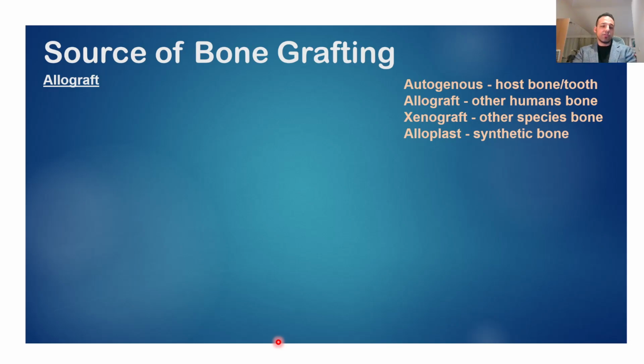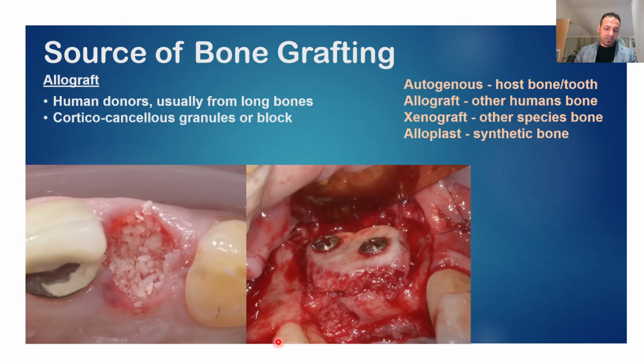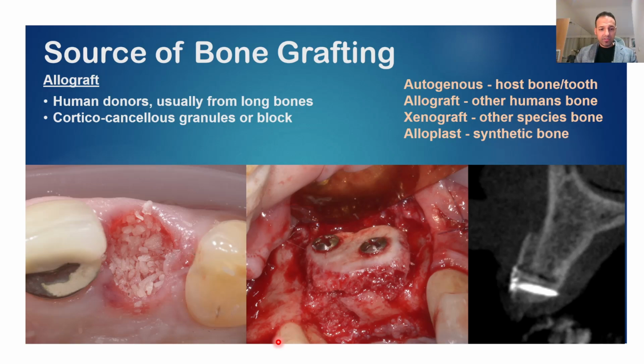So what other sources do we have? We've got allograft. Allograft is other humans, of course. So human donors, that's usually taken from their long bones. You can get corticancellous granules, as you can see in the lower left, or you can get blocks in the middle, as you can see here.